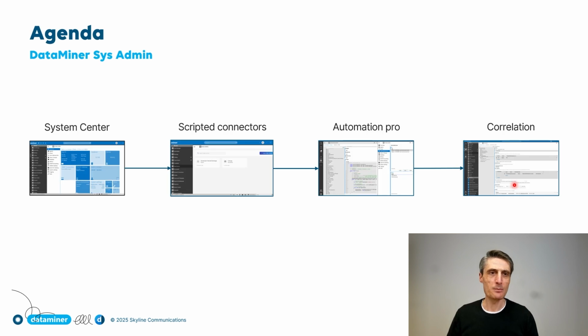modules. So within DataMiner SysAdmin, we will first take a look at System Center. This is this video here, and in there we'll discover how to manage a DataMiner system. Then we will take a look at scripted connectors and how to add a scripted connector. We'll dive a little bit deeper into automation with the Automation Pro and the C# versions of automation scripts and some more advanced features. And then we'll also finally discover the correlation module, which we didn't look at yet. So that will definitely be worth watching as well. But first of all, we'll take a look at System Center.